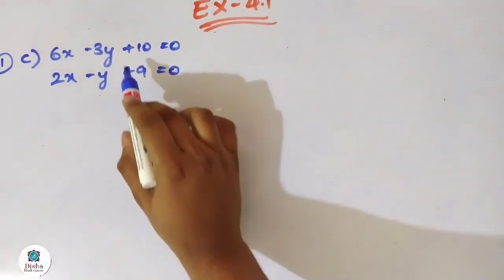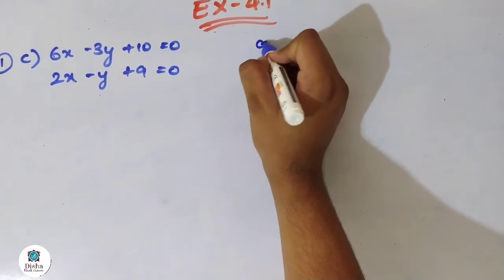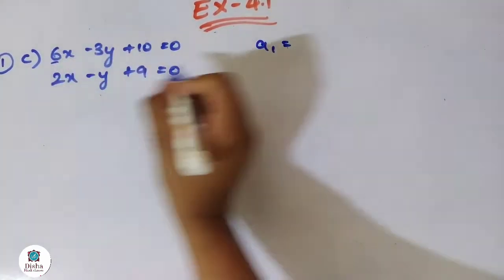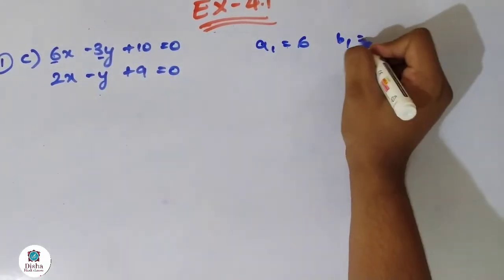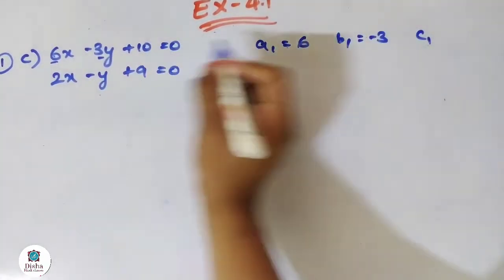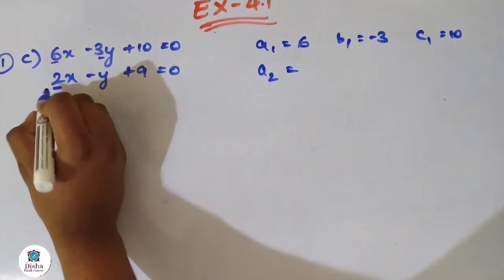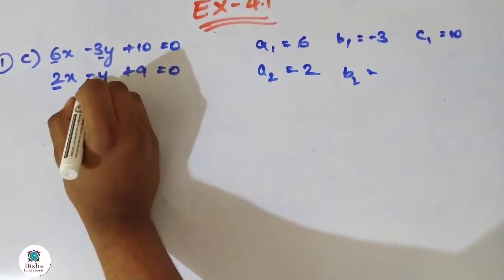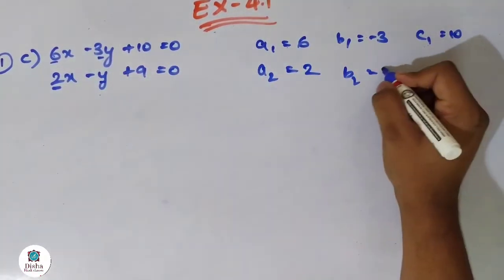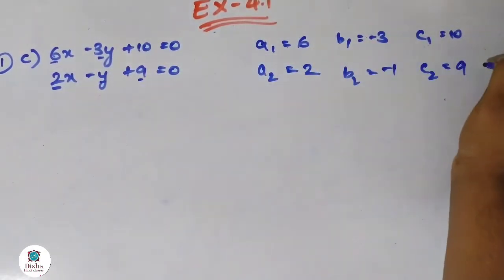Now we have been given 6x minus 3y plus 10 equals 0, 2x minus y plus 9 equals 0. So a1, the coefficient of x, is 6. b1, the coefficient of y, is minus 3. c1, the constant, is 10. a2, the coefficient of x, is 2. b2, the coefficient of y, is minus 1. c2, the constant, is 9, right?